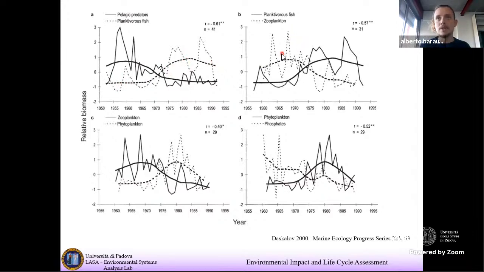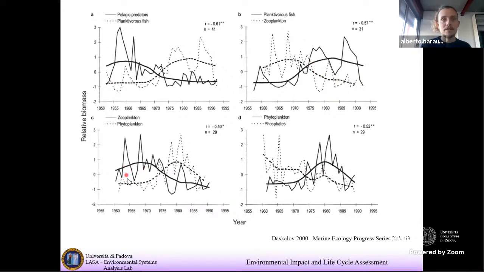In this other plot, you see the same time series. So this is the planktivorous fish. This time it is a continuous line to represent that in this plot, the small fishes are actually the predator, because the other time series is zooplankton. So small crustaceans, the dashed line, that are eaten by small fishes. So small fishes increased, zooplankton, which is the food of planktivorous fishes, went down.